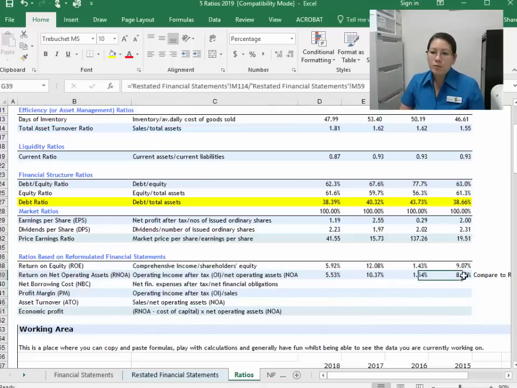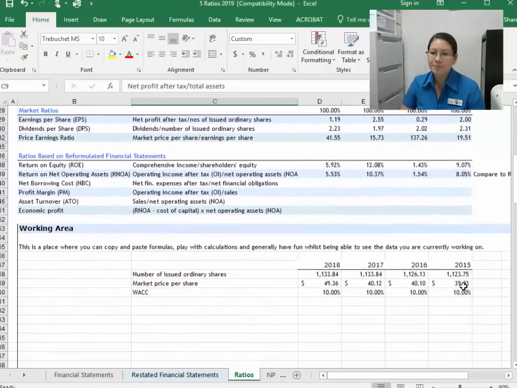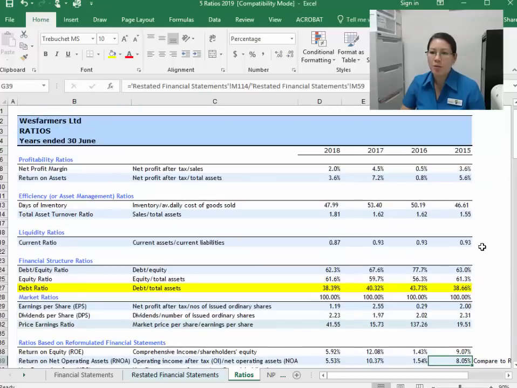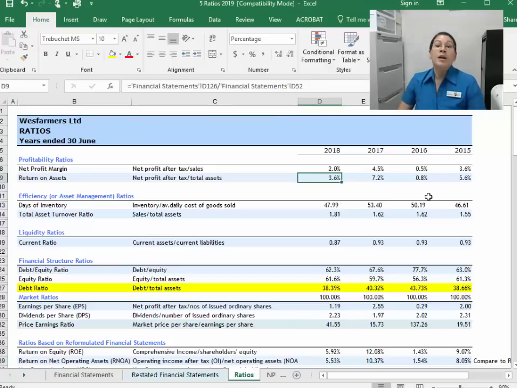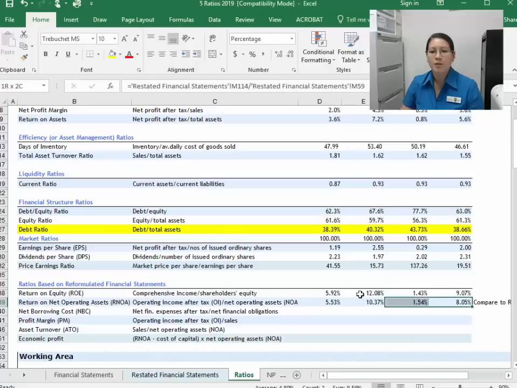So now that we've separated operating assets out of total assets, have a look at how we're doing really. So 8%, which is a lot better than the 5.6%, 1.5 instead of 0.8, 10.37 instead of 7.2, and 5.53 instead of 3.6. So once we've separated out the operating side of the business, we can see a more accurate reflection of their return on operating assets. They're actually generating a better return than originally indicated, but still the trend is going down, which isn't very positive.